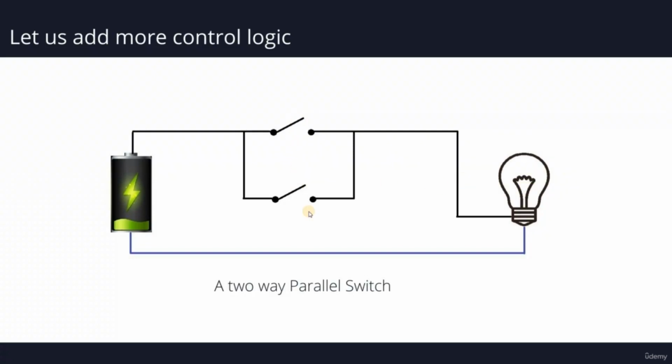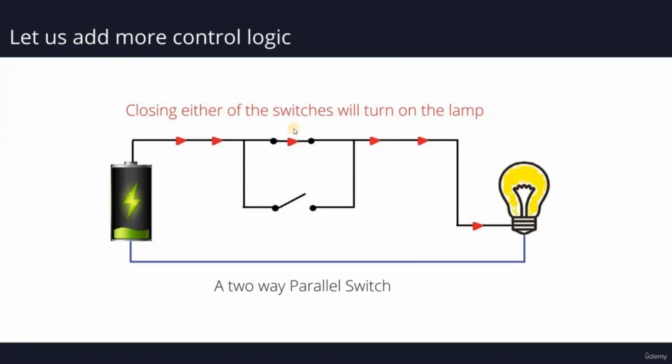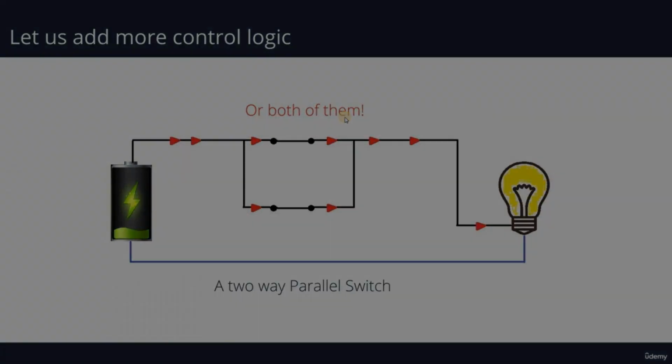Now, let us assume that I have two parallel switches. Maybe I want to control this lamp from two different places. This is a different type of control. If I turn it on from this side, I'm going to have a closed circuit on this path, right? And the light is going to be lit. But if I turn it on from the other side, it's going to be also lit because I have another path for the current to flow. I can also turn both of these on, and I'm going to be able to light this bulb from both places at the same time.